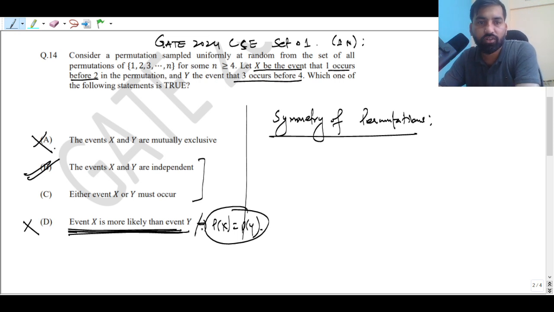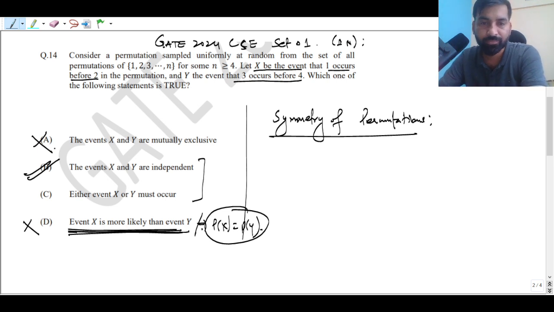Understand? Since the events X and Y involve different pairs of elements, 1 and 2 have to be placed in one place, and 3 and 4 have to be placed elsewhere. So the position of 1 and 2 does not affect the position of 3 and 4. What is the meaning of independence? Independence means occurrence or non-occurrence of one event should not affect the occurrence or non-occurrence of another event. That is called independent events, right?